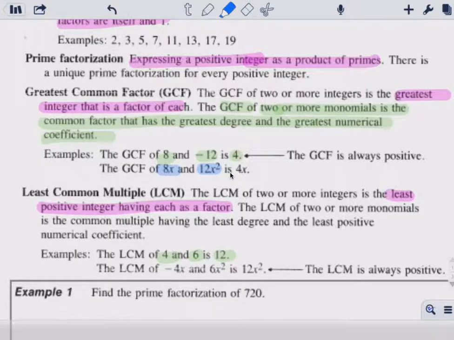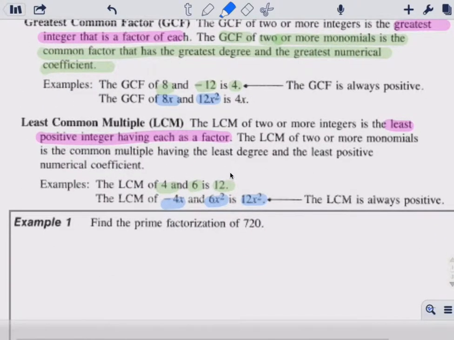The LCM of negative 4x and 6x squared is 12x squared. Take the LCM of negative 4 and 6, and then take the LCM of x and x squared. So the LCM is always positive.